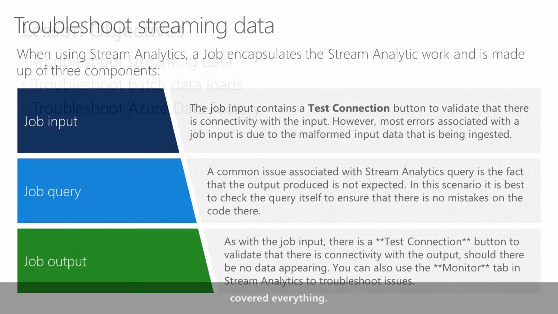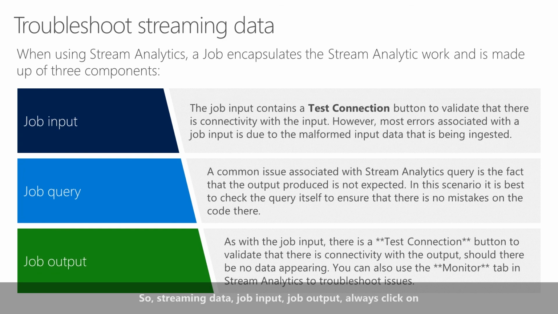Again, common issues, right? We haven't covered everything. So, streaming data, job input, job output. Always click on the test connection button first and foremostly. Beyond that, most of the errors is usually to do with malformed data, i.e. the structure of your input data is not really matching what is expected. Basically, check with the job output, check the query first. And that's also where connectivity testing and so on. Which is why we cover the connectivity first. You do those basic checks, right? And with job query, it's where just check the query first. Sometimes the query isn't what you expect, and there may be no mistakes in the code at all. It's just pulling something back that's not expected.